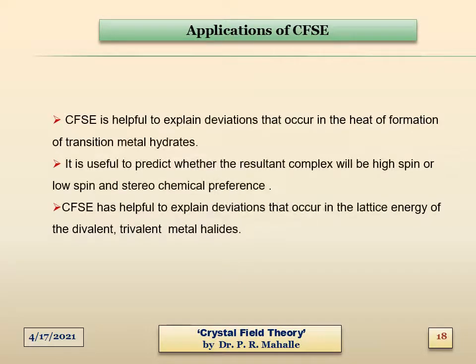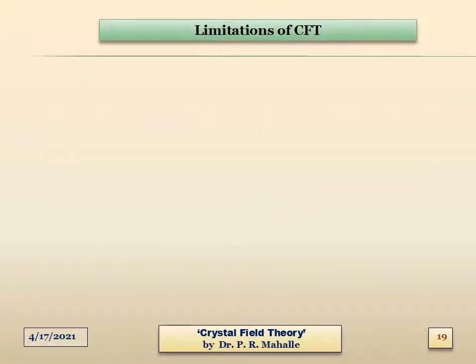Crystal field stabilization energy is helpful to explain the deviation that occurs in the heat of formation of the transition metal complexes. It is useful to predict whether the resultant complex will be high spin or low spin, and stereochemical preference. CFSE has been helpful to explain the deviation that occurs in the lattice energy of divalent, trivalent metal halides. Now we will see the limitations of the crystal field theory.